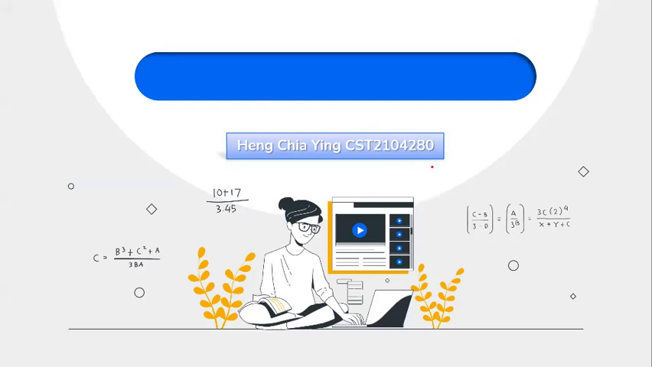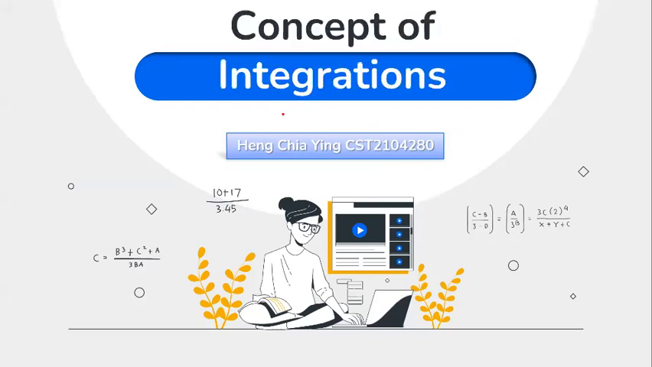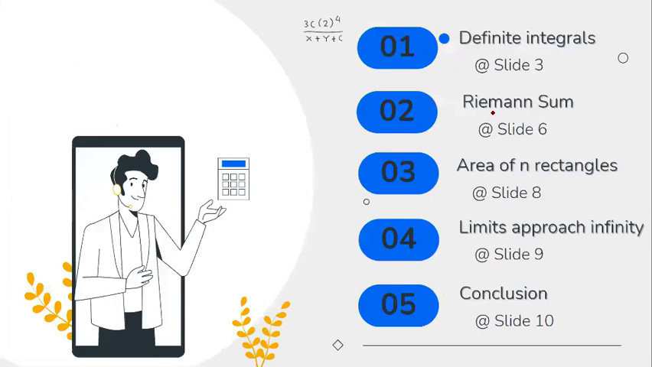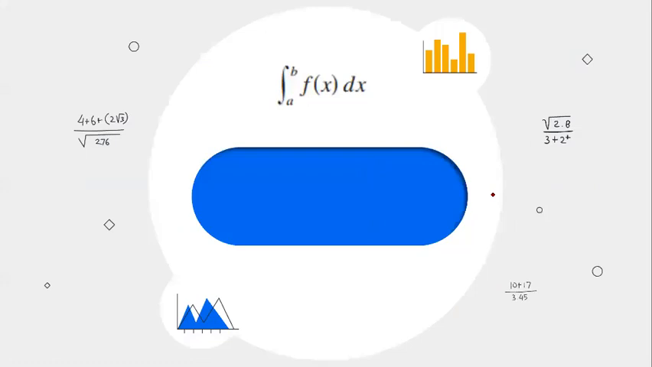CST2104280. My topic of this video presentation is the concept of integration. This video is divided into 5 parts, which are the definition of definite integrals, Riemann sum, area of n rectangles, limit approaching infinity, and finally the conclusion. So, without further delay, we will now dive into the concept of definite integrals.